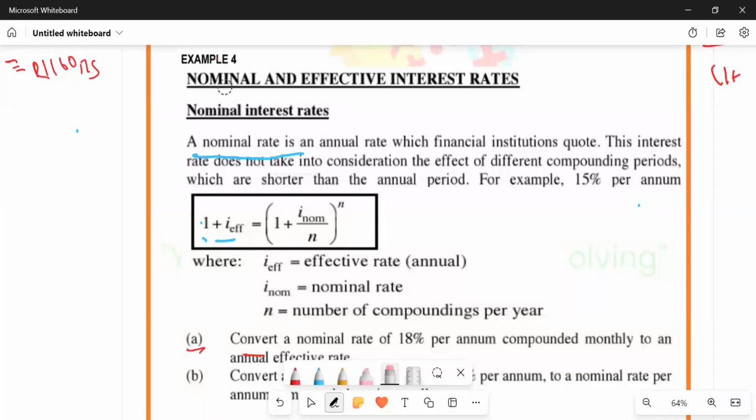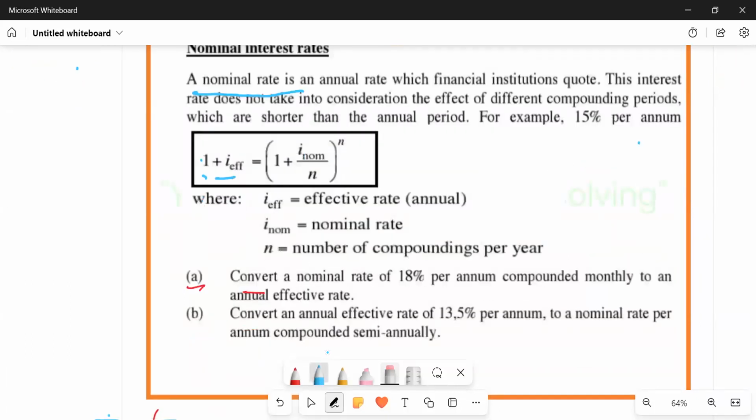So we have the nominal interest rate, we have the effective interest rate. Okay? So our formula here, as you can see, it has three unknowns: effective, nominal, and the number of compounding per year. Okay. So now we're going to be given any two. If we're given any two, now we're supposed to get what?